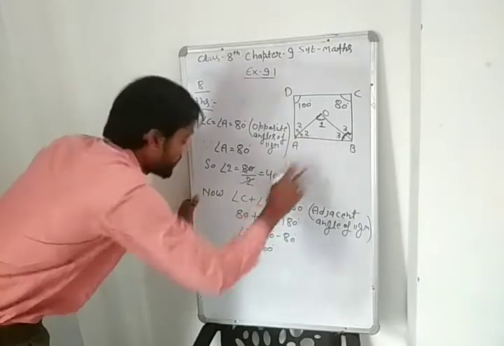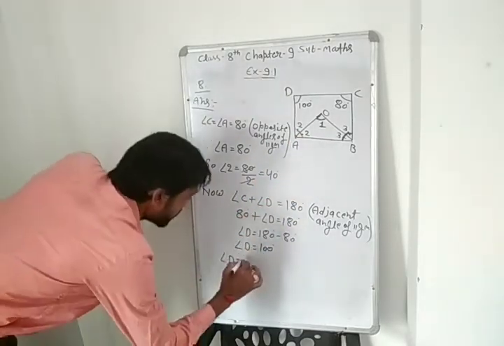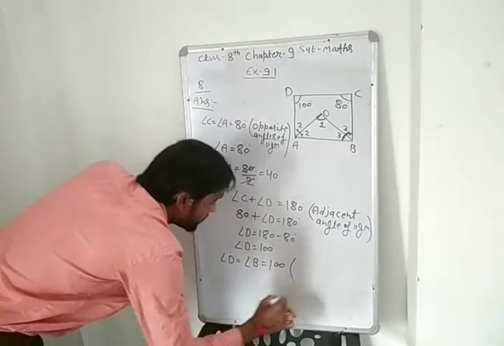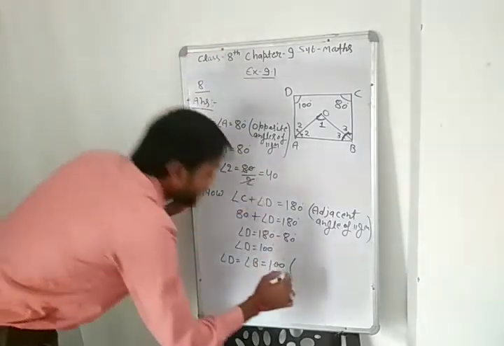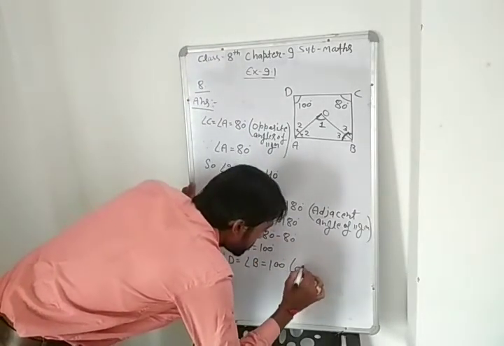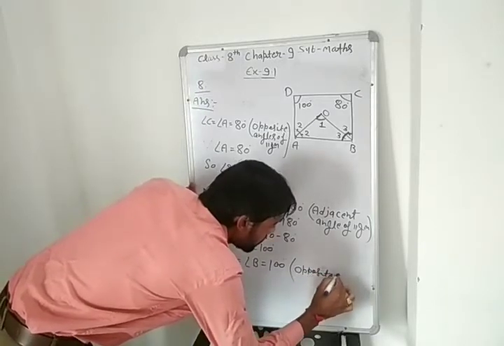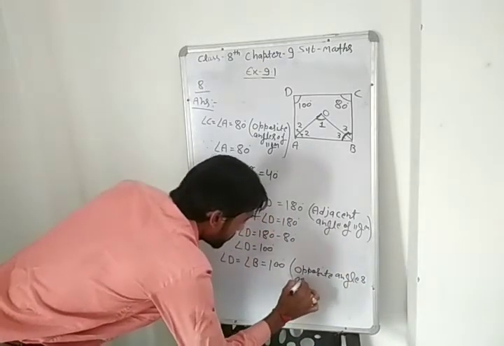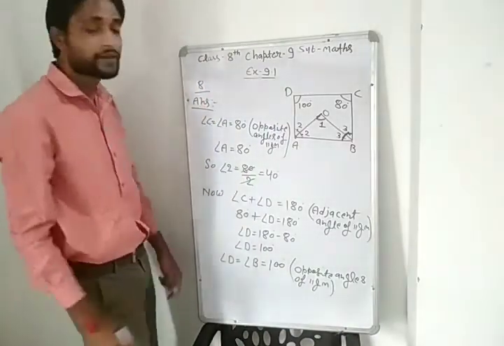Angle D is equal to angle B, which is equal to 100 degrees. That's the reason: they are the same, opposite angles of a parallelogram. Clear?